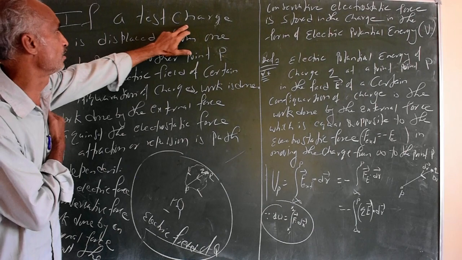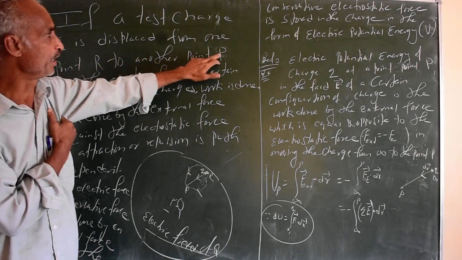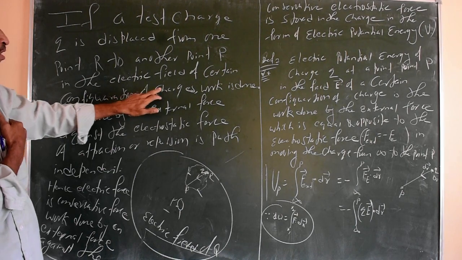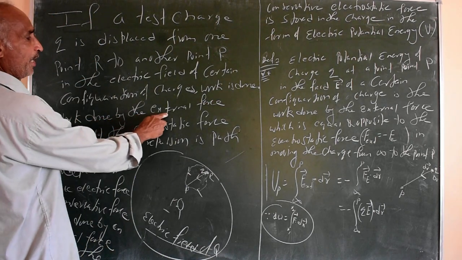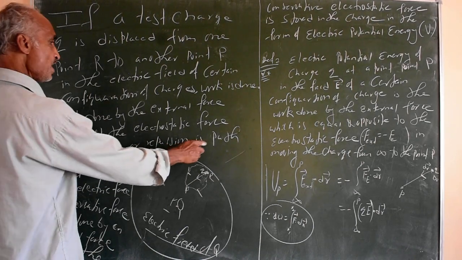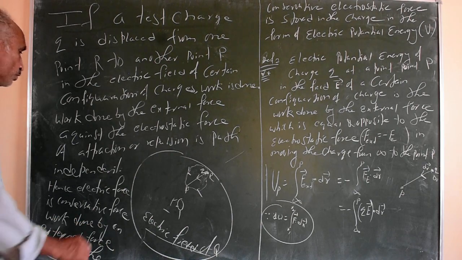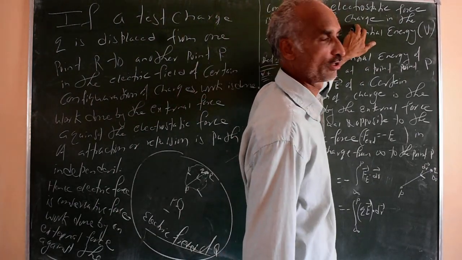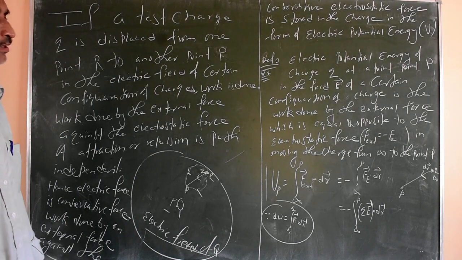Explanation is taken. If a test charge, small q, is displaced from one point R to another point P in the electric field of a certain configuration of charges, work is done. Work done by the external force against the electrostatic force of attraction or repulsion is path independent. Hence, electric force is a conservative force. Work done by an external force against the conservative electrostatic force is stored in the charge in the form of electric potential energy. Electric potential energy is denoted by U. Symbol is U. Now coming to the definition.